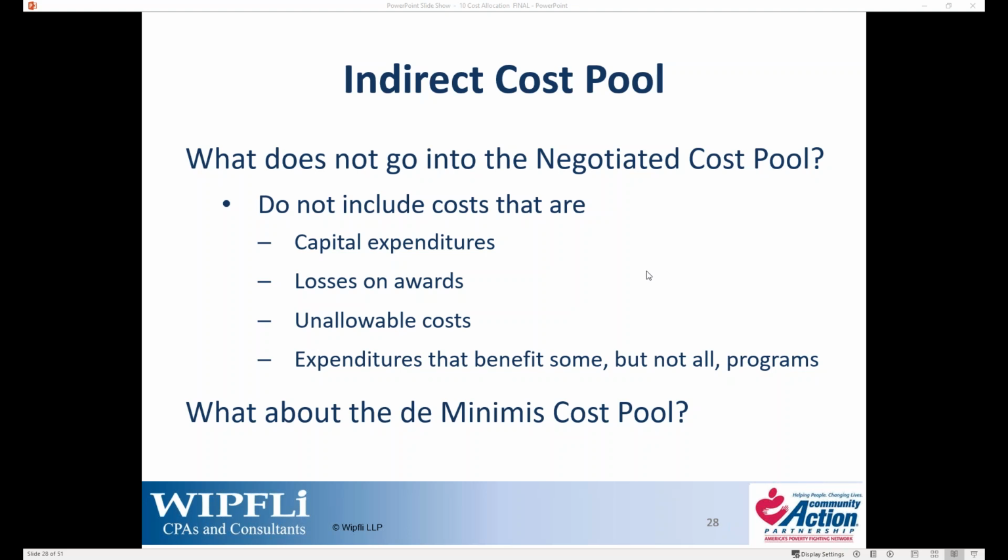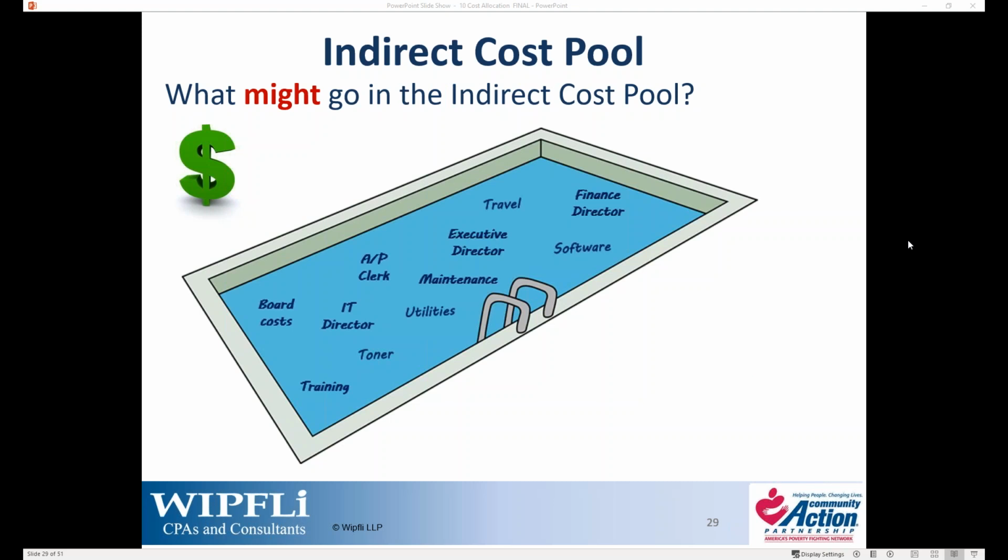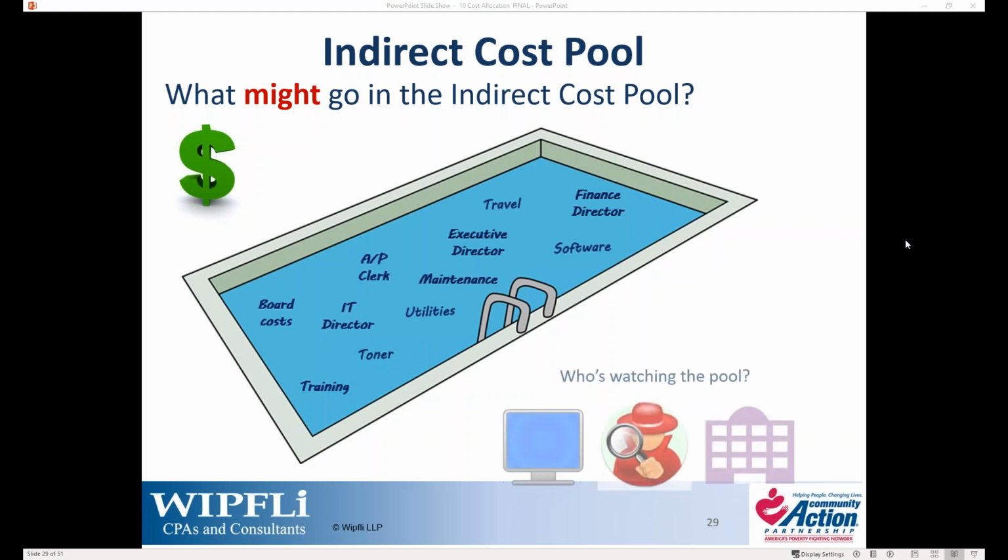The de minimis pool is just any costs that you are trying to recover using your 10% de minimis rate. So again, they have to be costs that benefit all programs. And again, you don't have to prove those costs that are in your pool. So these are some examples of costs that might go in your pool: board cost, your IT, maintenance costs, utilities, the executive director, the finance director. These are all costs that benefit all programs, that everybody should pay their fair share to recover.